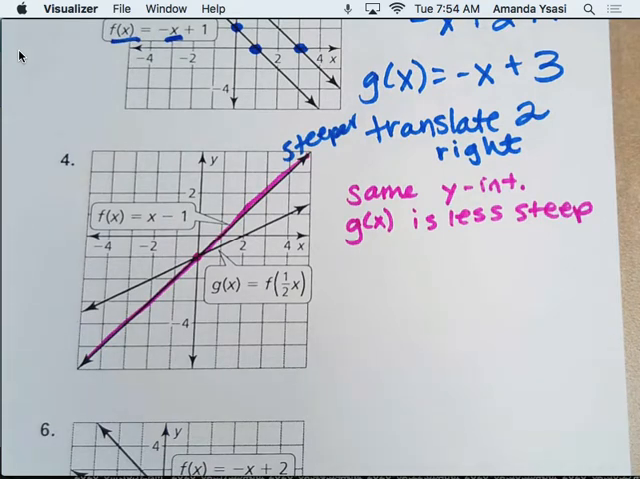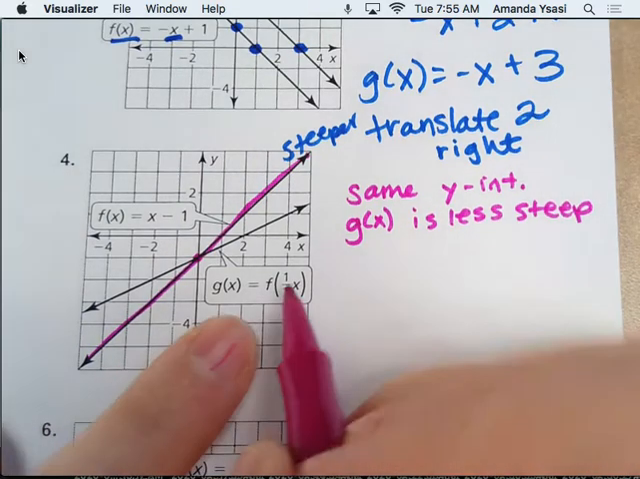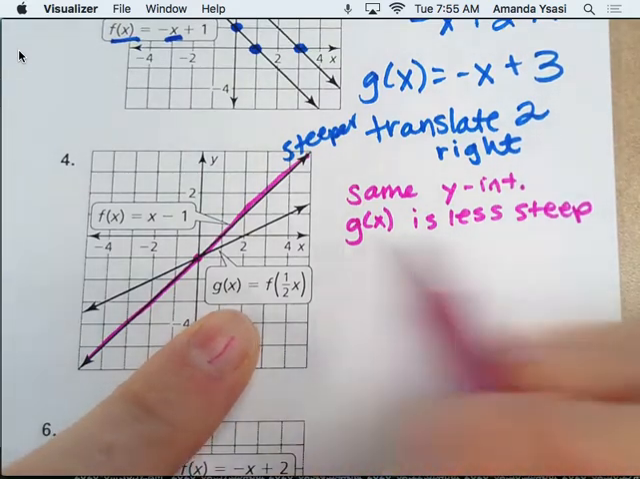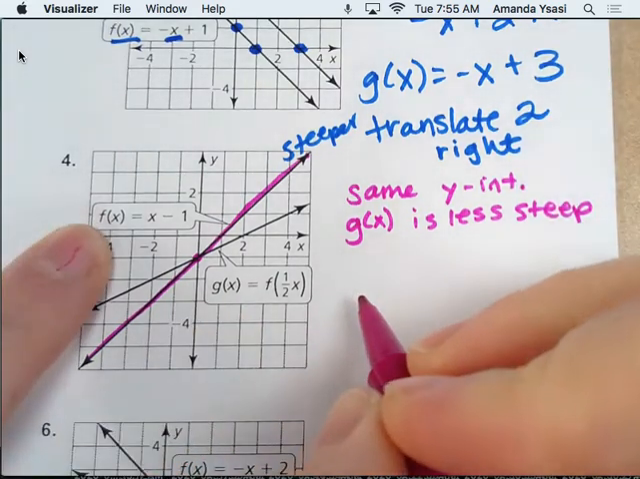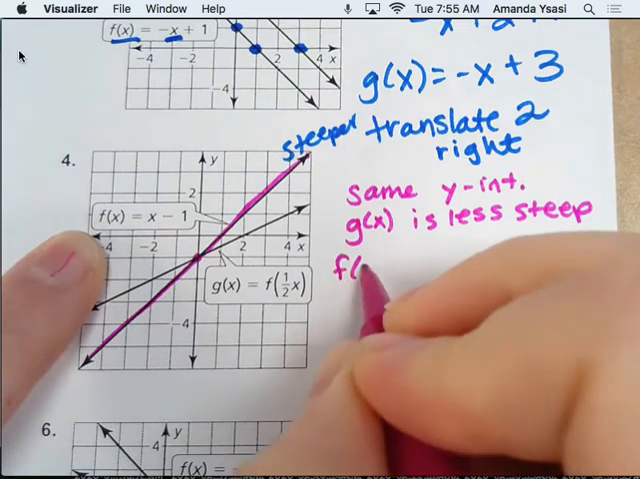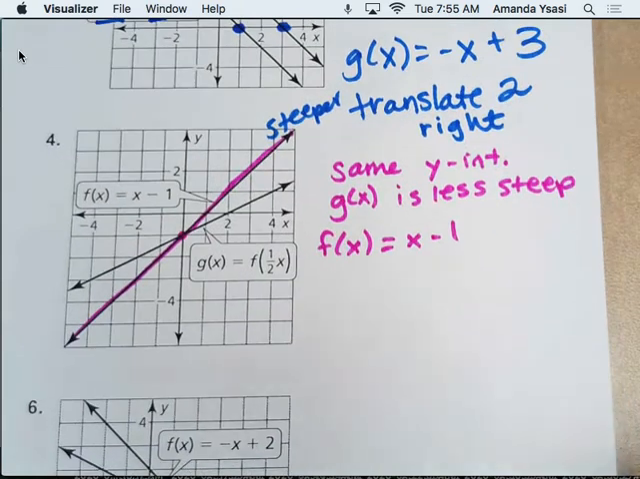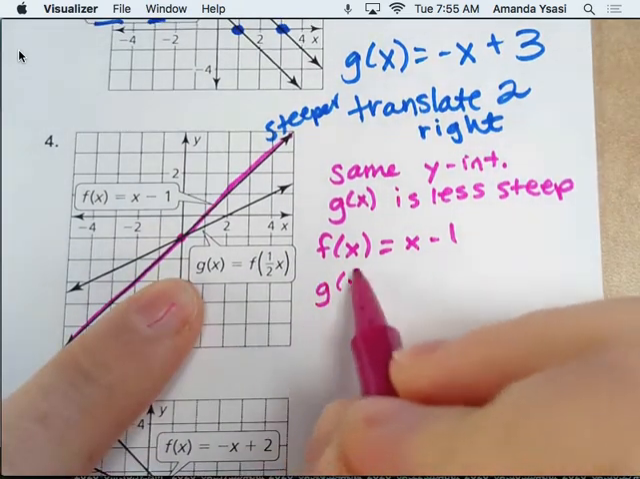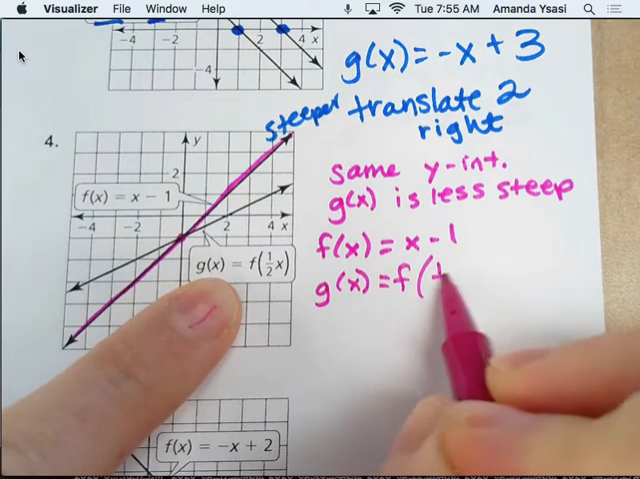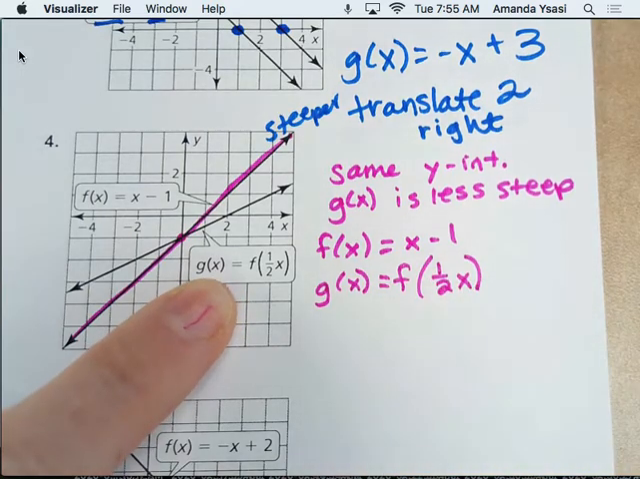No, it's not rotated. It's just less steep. And so what changes the steepness on a line? Which part of the equation? The slope. So that means our slope has changed. So if we have f of x equals x minus 1, in order to get g of x, we are going to plug in half x for x.